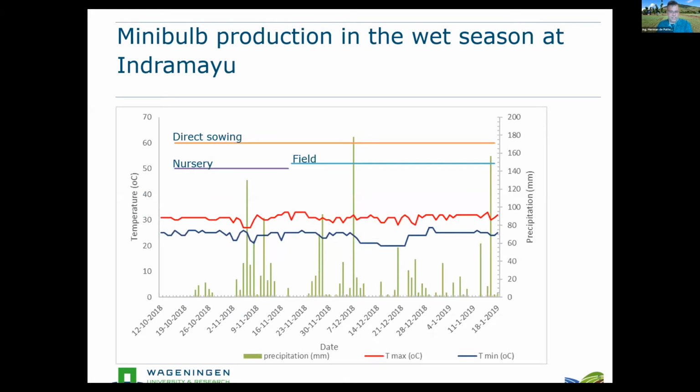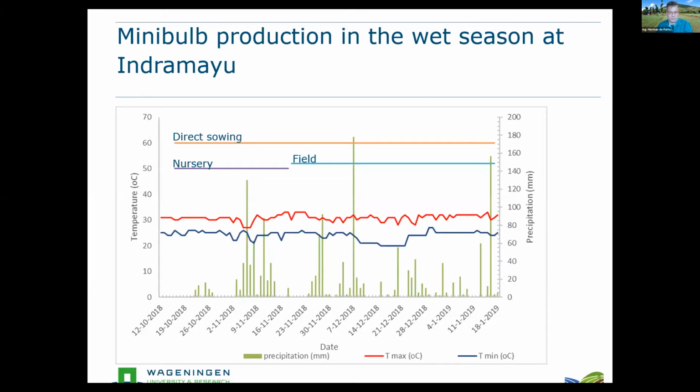This is a picture just to show you that we started first with mini bulb production. Because we wanted to have mini bulbs in the test, we had to produce mini bulbs first. We did that in Indramayu, close to Cirebon, and the picture shows the temperature and the rainfall during the period of raising the mini bulbs, and for that we used direct sowing.